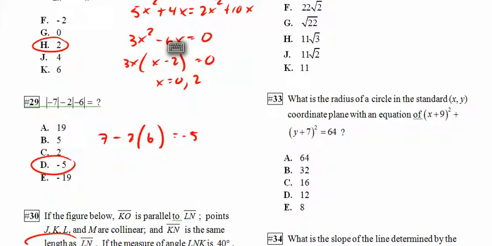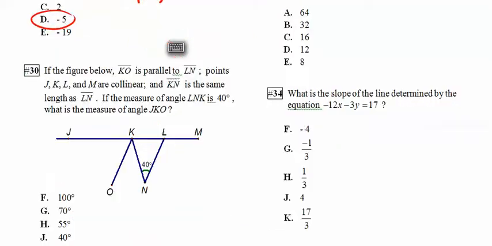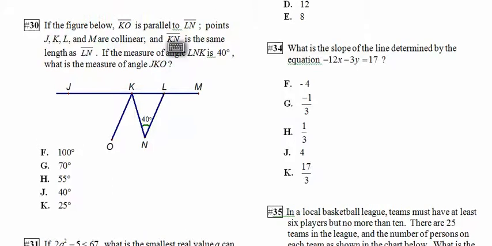Number 30. KO is parallel to LN. That means this is 40 in here. KN is congruent to LN. That means these angles are the same and they add up to 180. So 180 minus 40 is 140. These should both therefore be 70.